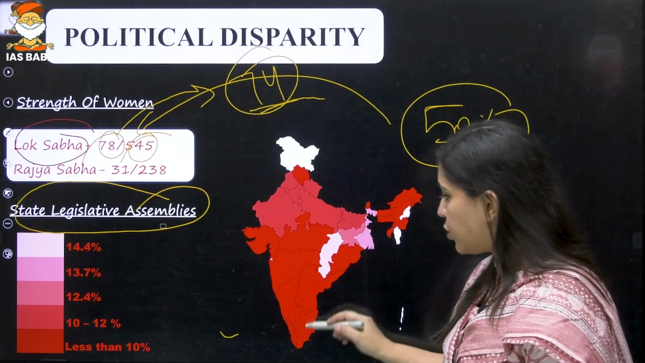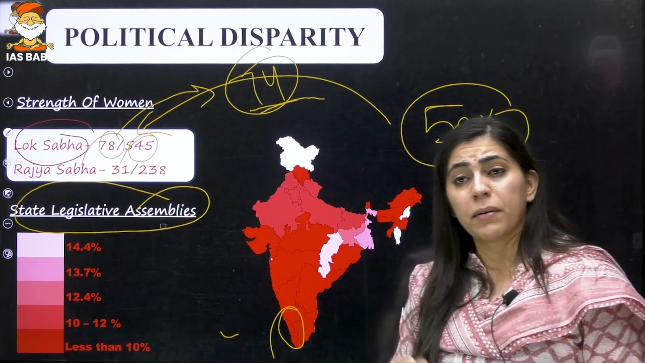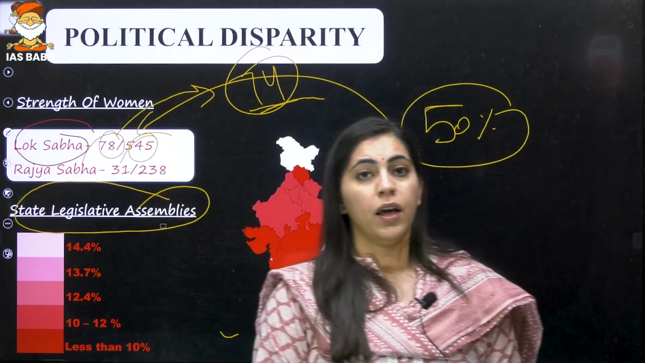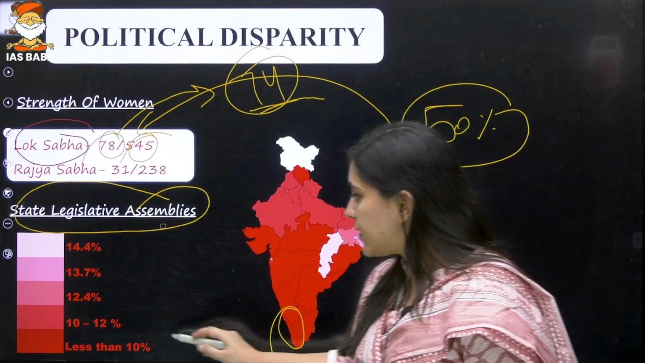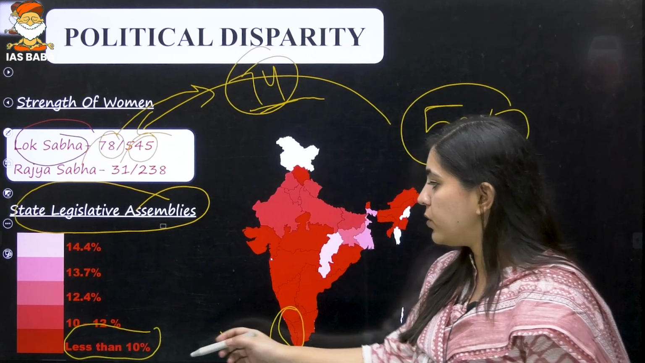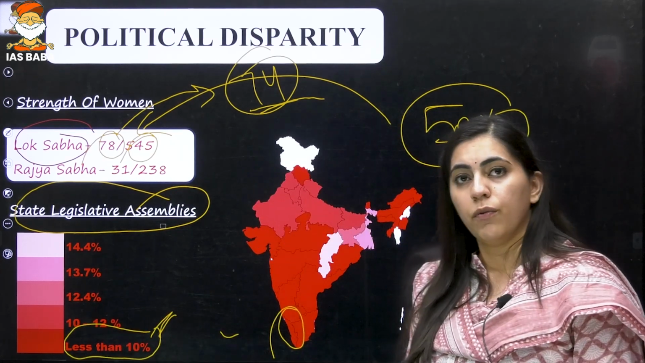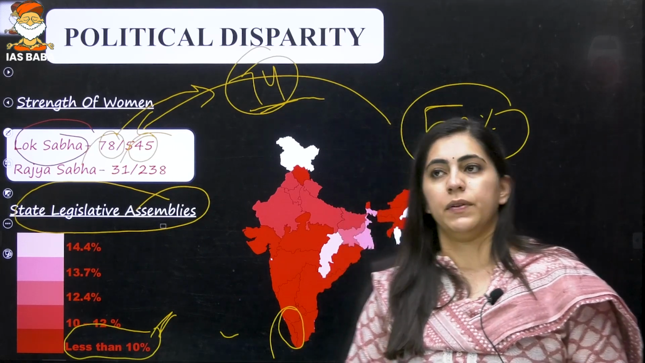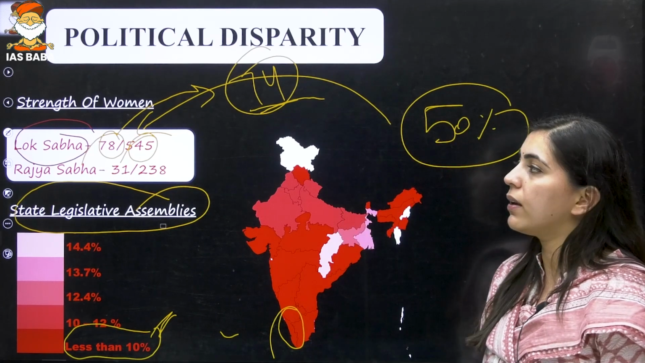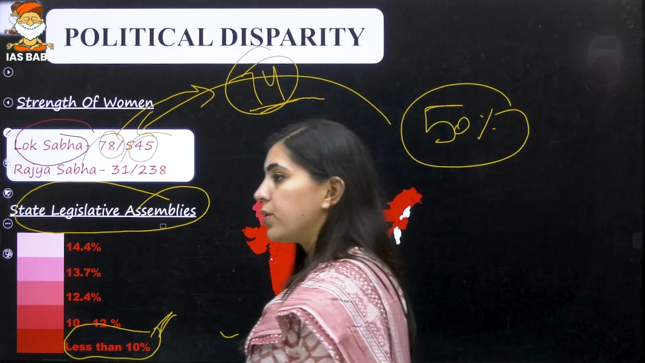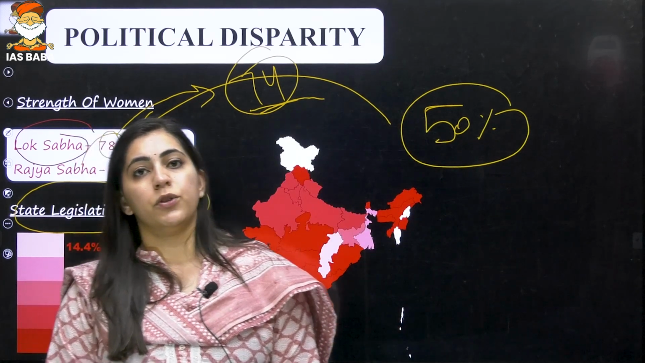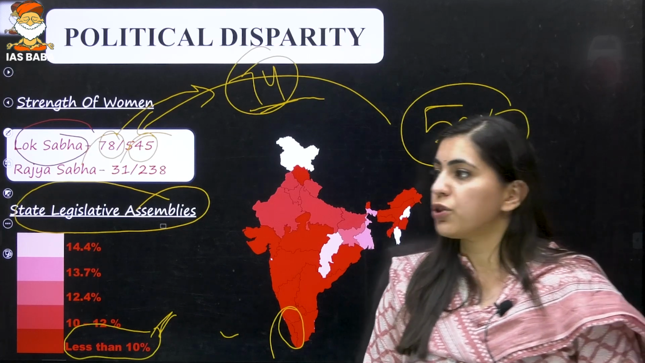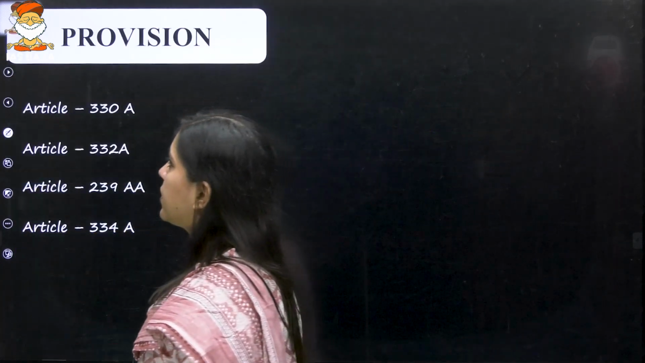Right. The same is the condition with the state legislative assemblies. See, this is the data which you can see: Kerala, which is the state with the highest literacy rate in India, has almost less than 10% women politicians in its state legislative assembly. So there is a need for political reservation because of the political disparity which is growing day by day between men and women in national politics and state politics.